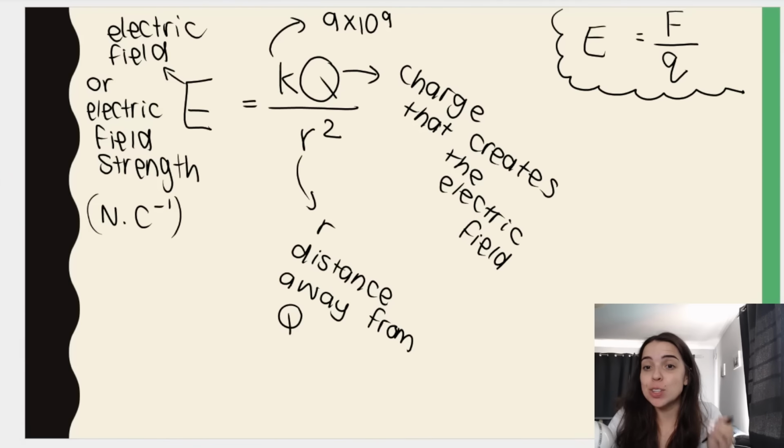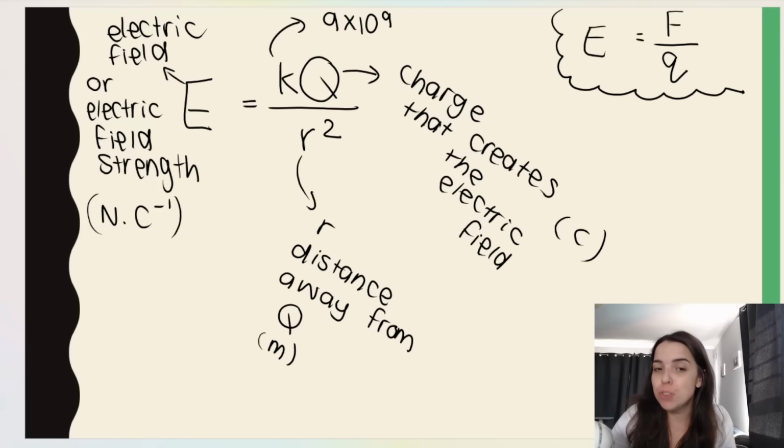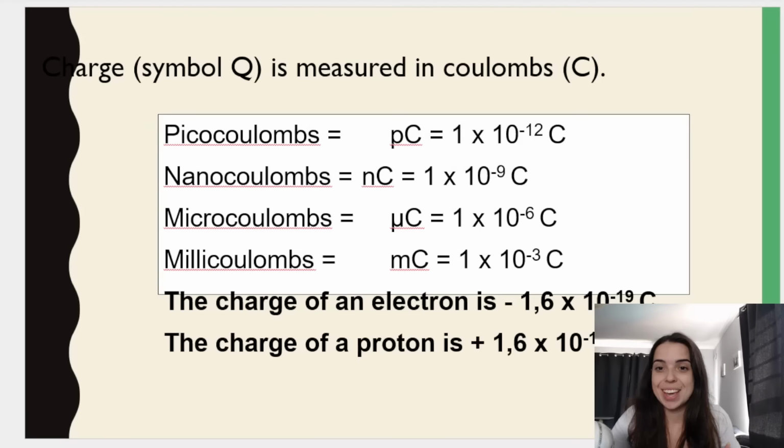And the distance is always measured in meters. And if it's not, you're going to have to convert. With that being said, the charge always needs to be measured in coulombs. If that's not the case, you need to convert. And just a quick recap on converting charge to coulombs. The conversions are given in this table above me over here. And please take note that the conversions are not given on your formula sheet.